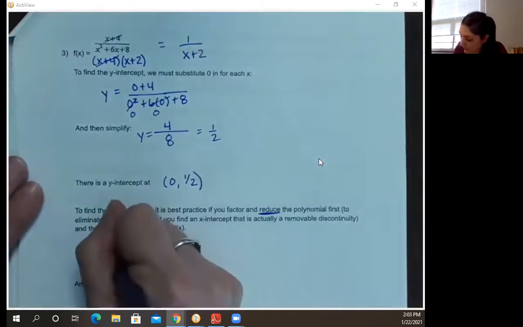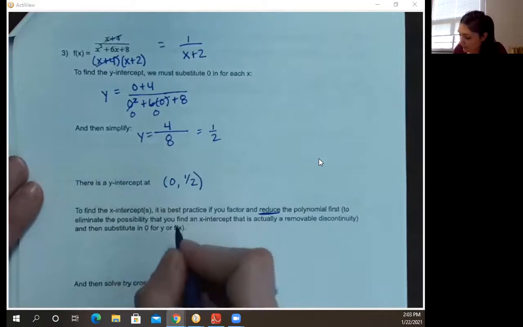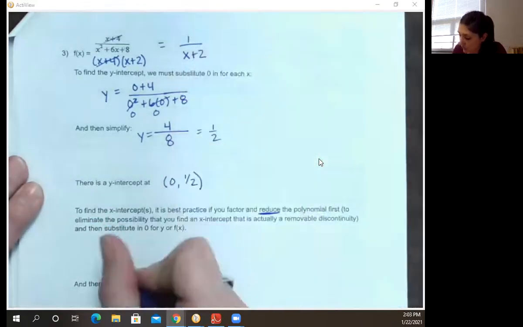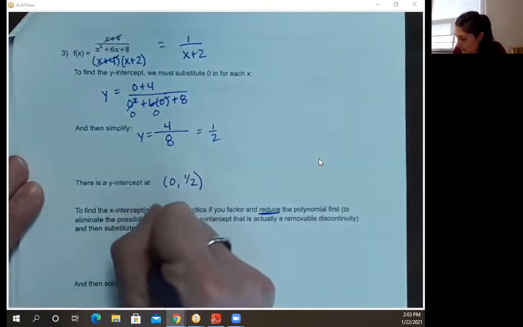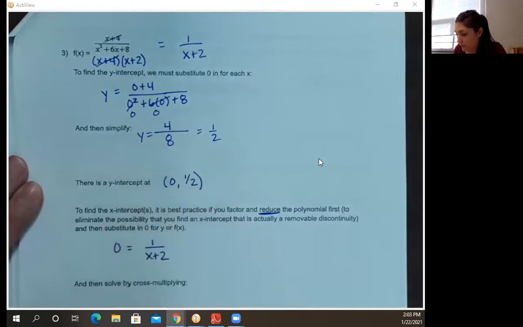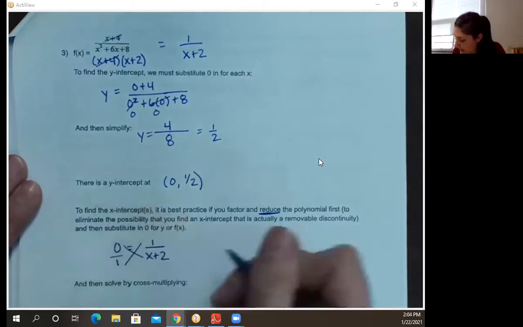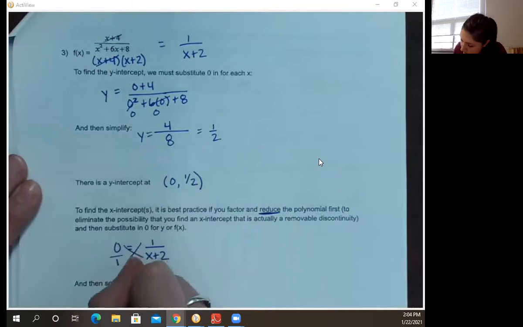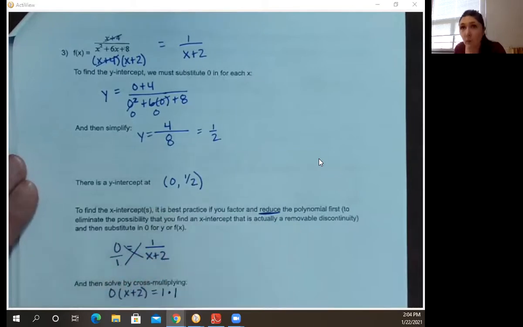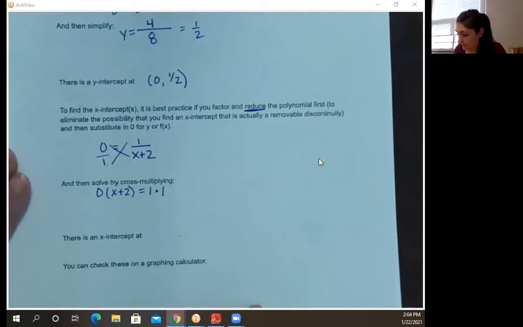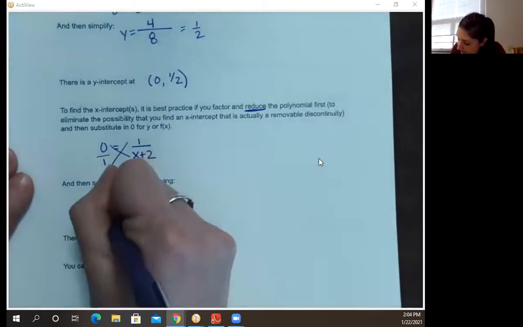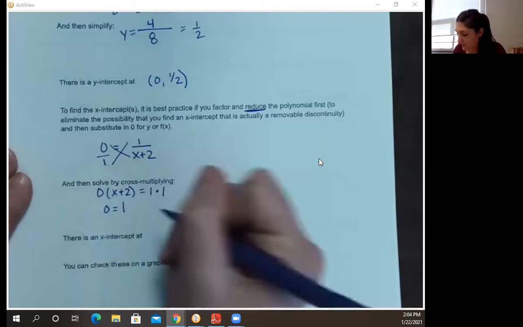So I want to go ahead and plug in 0 for y in my reduced function. So 0 equals 1 over x plus 2. And then from here, I'm going to cross multiply. So I'm going to write that as over 1. And I would get 0 times x plus 2 equals 1 times 1. So 0 times anything is 0. And then 1 times 1 is 1.